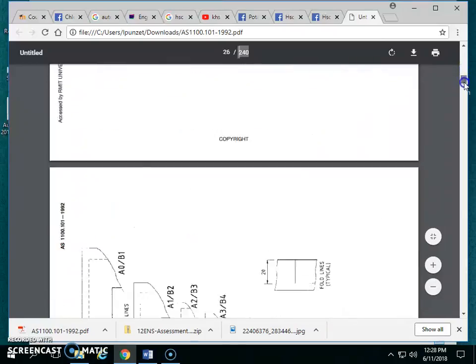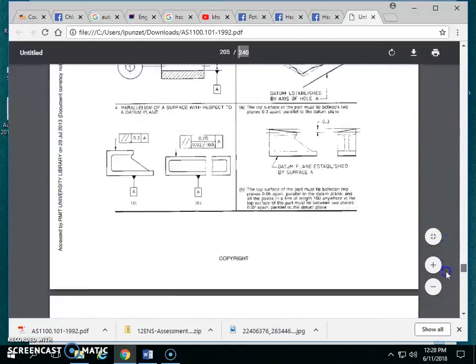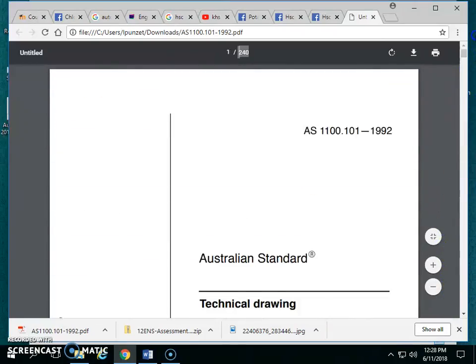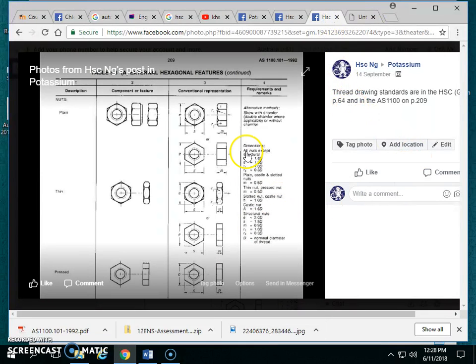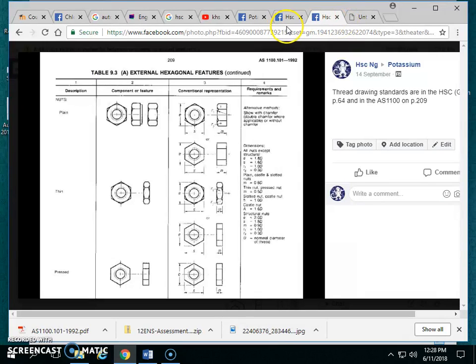Now, what I have tried to do to make this a little bit more student-friendly is I have gone through the pages that I think are relevant. So, for instance, this page here is relevant. Now, do you need to know this page?